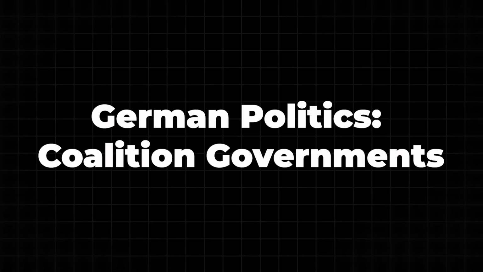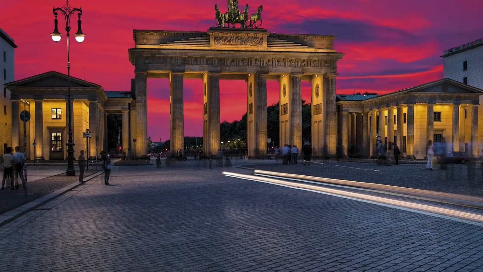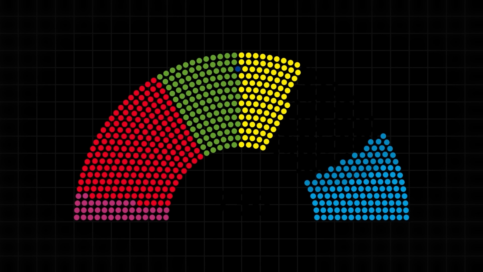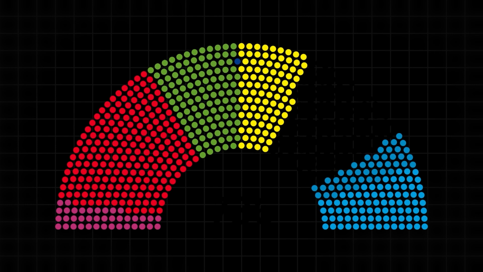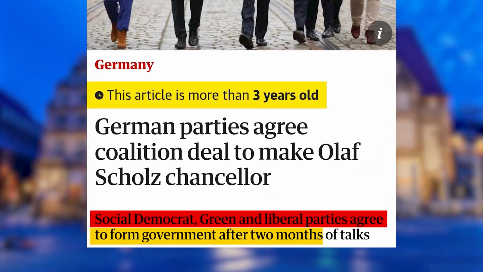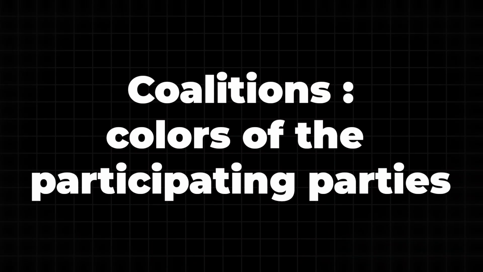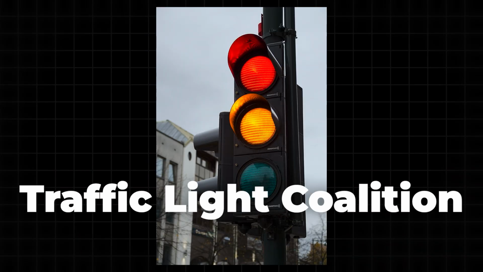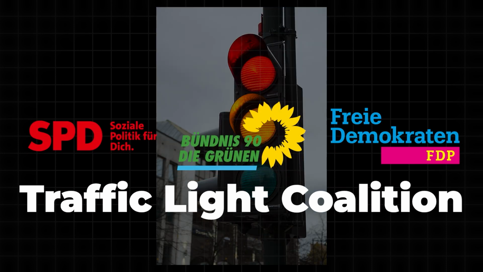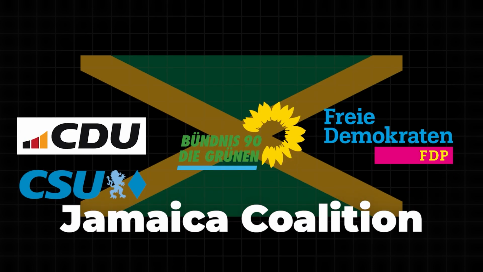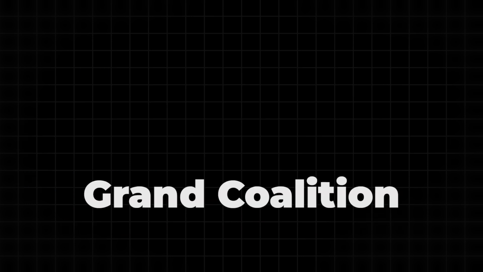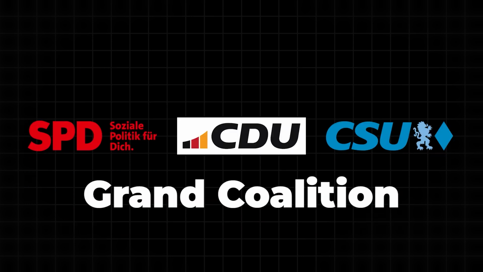German politics and coalition governments. Because of this system, no single party usually wins an outright majority, leading to coalition governments. Forming a coalition can take months of negotiation. Coalitions are often named after the colors of participating parties, such as the Traffic Light Coalition, SPD, Greens and FDP; the Jamaica Coalition, CDU, CSU, Greens and FDP; and the Grand Coalition, SPD plus CDU, CSU.